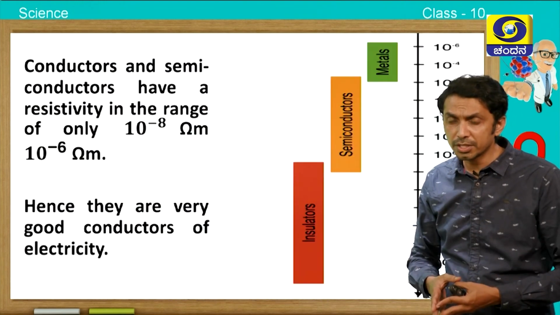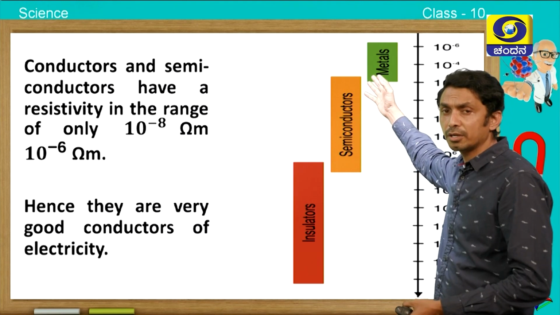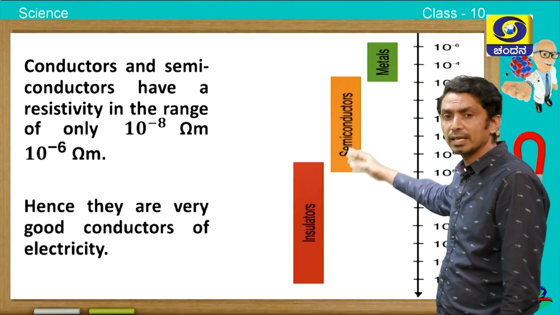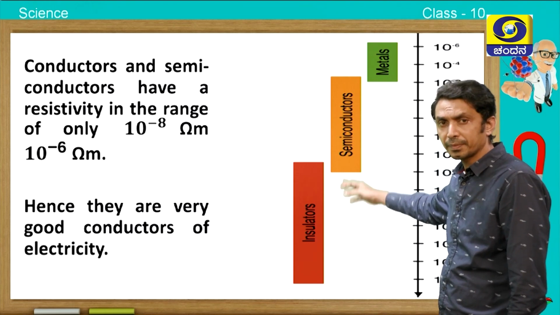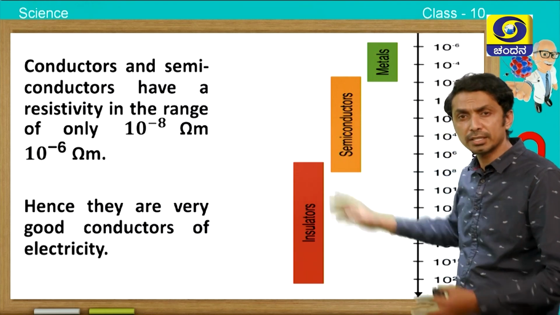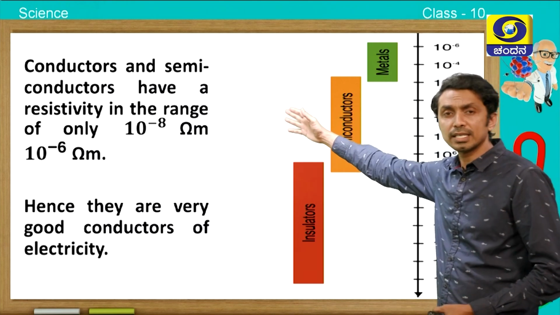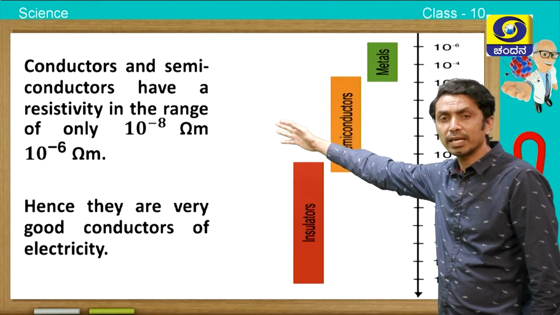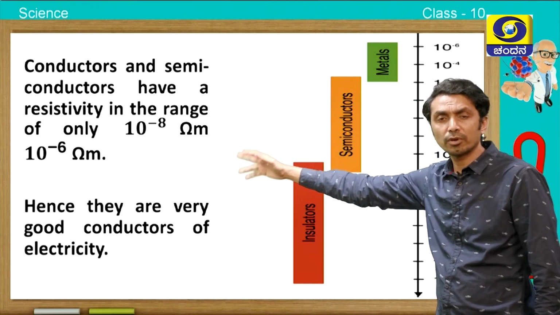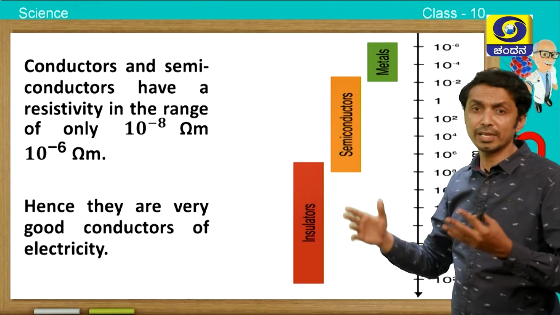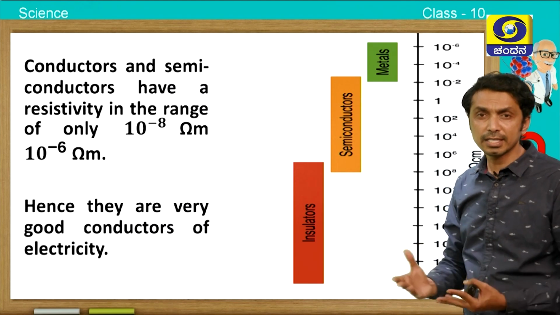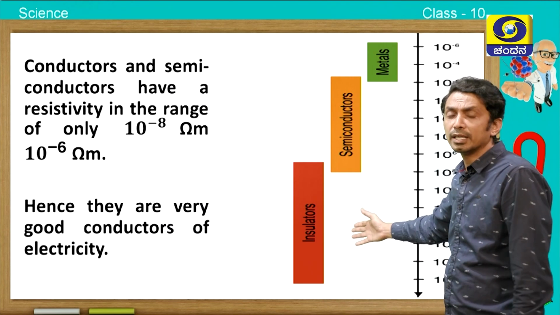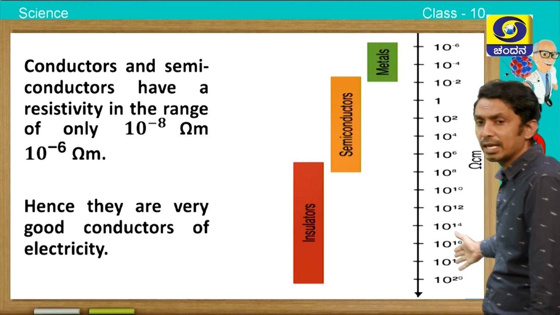As you can see, children, here there is a chart showing electrical resistivity of metals and insulators, and also in between there are semiconductors. So conductors and semiconductors have the resistivity in the range of 10 to the power of minus 8 ohm meter to 10 to the power of minus 6 ohm meter, which is very less. That means less resistivity means more electric current, whereas the insulators have a very high electrical resistivity.